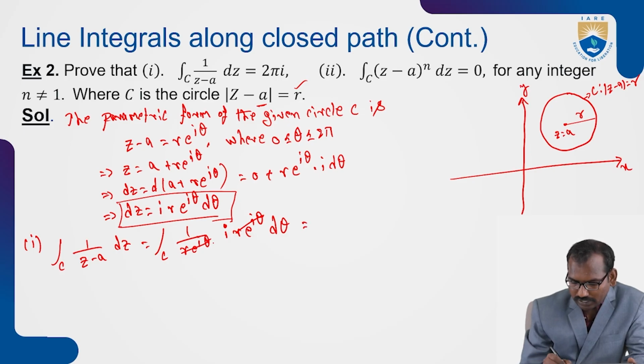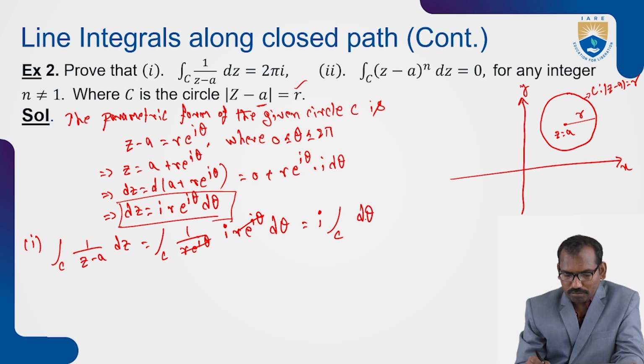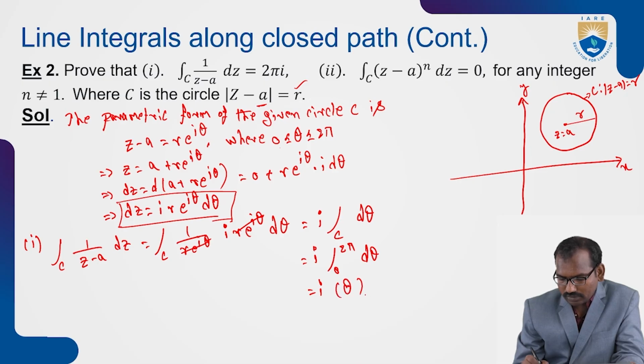We will have i in the integrand, so we can take it out from the integral symbol. So it is i times the integration along C of d theta. Along C, how is theta varying? We are writing in the parametric form, and in the parametric form we already mentioned theta varies from 0 to 2 pi. So it is i times the integration from 0 to 2 pi of d theta, and theta we have to take from 0 to 2 pi.